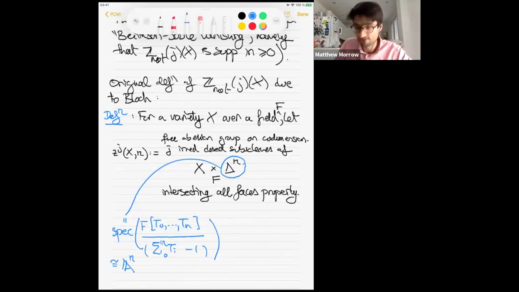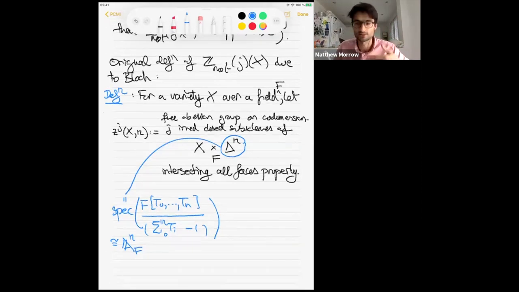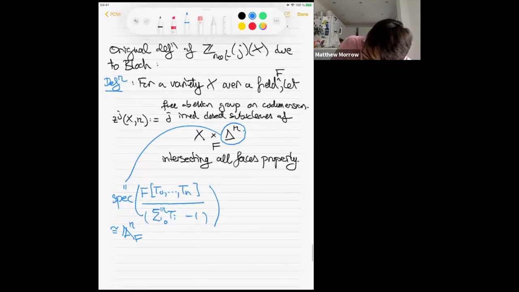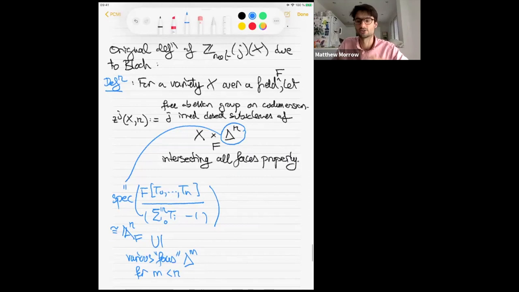So that's isomorphic to affine n-space, but for understanding the simplicial interactions between the different dimensions, one works with this normalization. Because now, sitting inside this, I have various faces given by delta m's, where m is smaller than n. I look at the vanishing loci of various ti's. They cut out for me various copies of delta m's, where m is at most n.